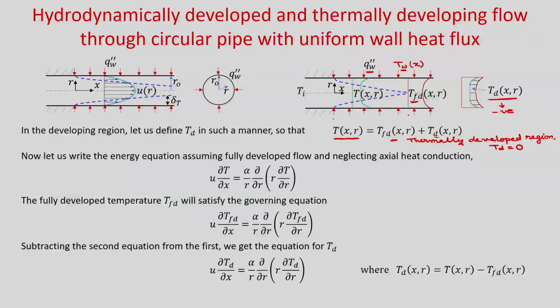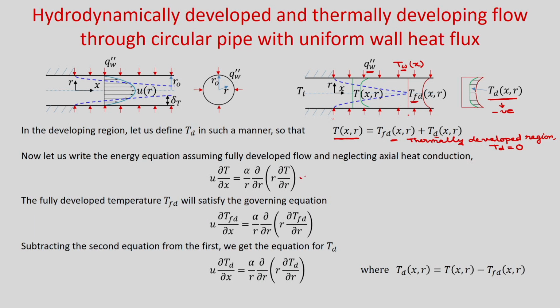So, this T(x, r) we need to find, which is valid in both the thermally developing region as well as the thermally developed region. So, now let us write the energy equation invoking all the assumptions. Okay. So, you can write, this is the energy equation, U del T by del x equal to alpha by r del of del r of r del T by del r, where alpha is your thermal diffusivity. So, in the fully developed region our temperature profile is TFD. So, obviously this TFD will satisfy this governing equation. So, you can write U del TFD by del x is equal to alpha by r del of del r of r del TFD by del r.